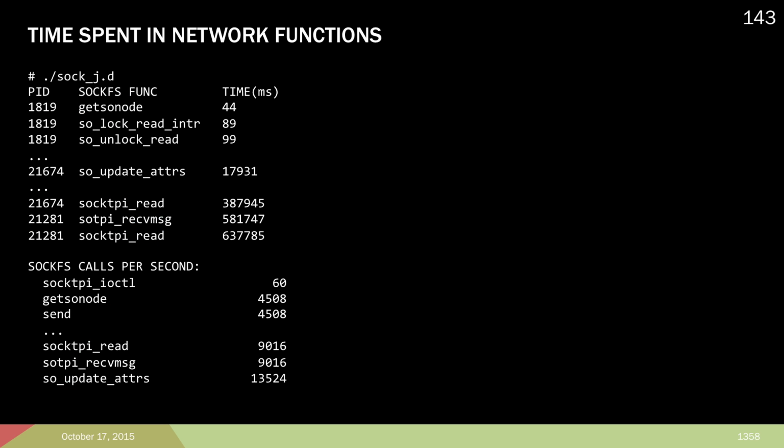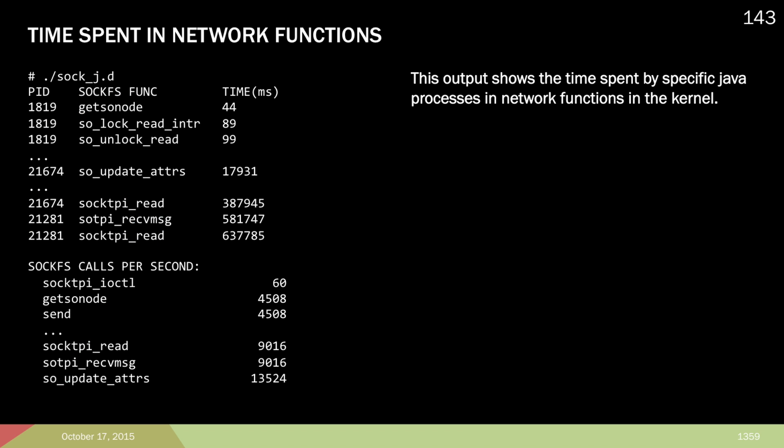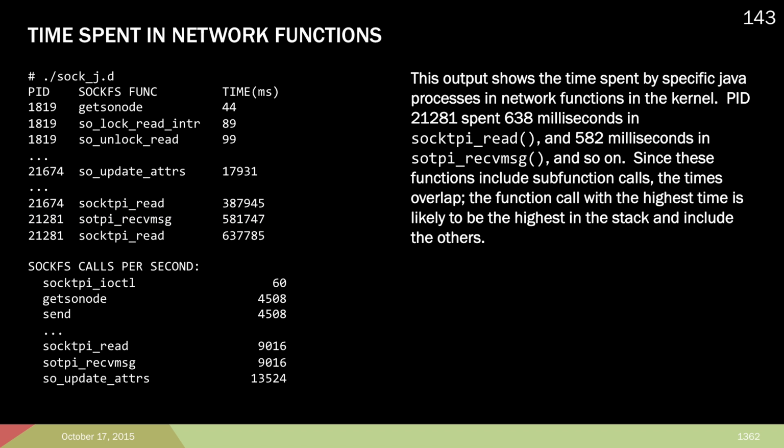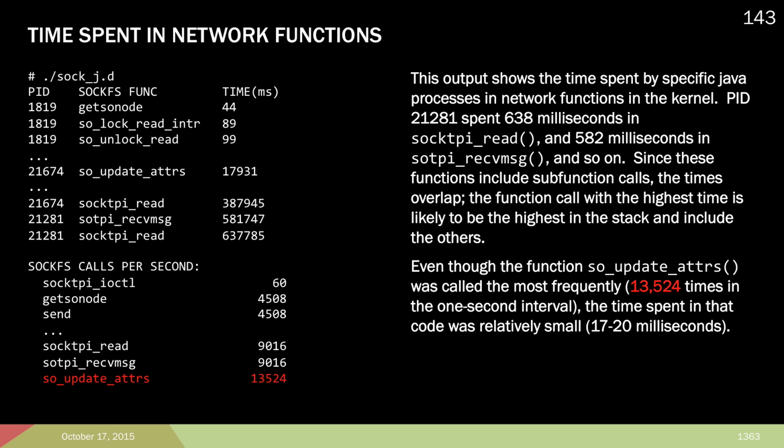Time spent in network functions. This output shows the time spent by specific Java processes in network functions in the kernel. The PID 2128 spent 638 milliseconds in sock_tpi_read and 582 milliseconds in so_tpi_recvmsg, and so on. Since these functions include subfunction calls, the times overlap. The function call with the highest time is likely to be the highest in the stack and include the others.